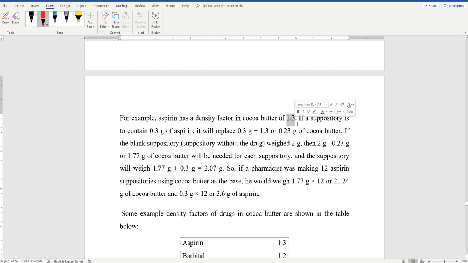See, there is no unit here. If the suppository is to contain 0.3 gram of aspirin, so what is given here? The amount of the drug that should be in each suppository. There should be 0.3 gram. Then pay attention. If the blank suppository, what does blank suppository mean? It means a suppository without a drug weighs 2 gram. What does it mean here? It means if I want to prepare this suppository but without having a drug, a full suppository but a blank one without any drug, then the weight will be 2 gram. Okay?